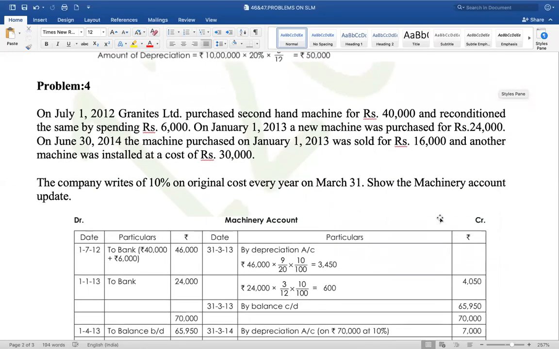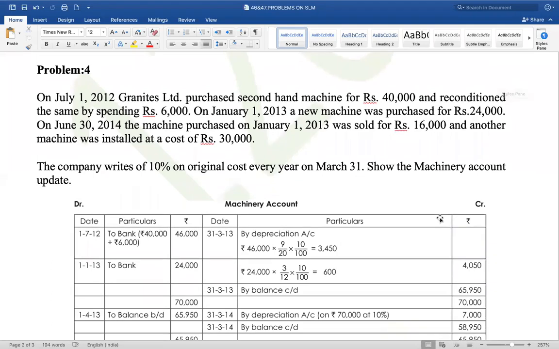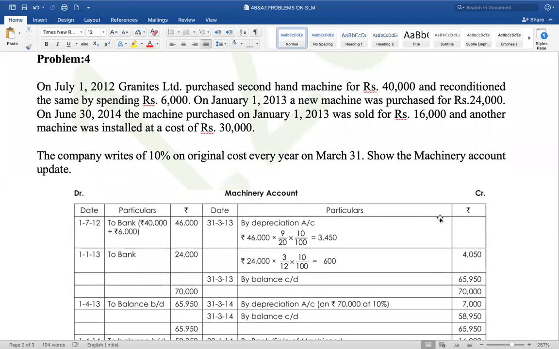The fourth problem is accounting for the depreciation. On July 1st, 2012, Granites Limited purchased a second-hand machine for 40,000 and reconditioned, repaired or refurbished it by spending 6,000. On January 1st, 2013, a machine was purchased for 24,000. On June 30th, 2014, the machine purchased on January 1st, 2013 was sold for 16,000, and another machine was installed at a cost of 30,000 on the same day.